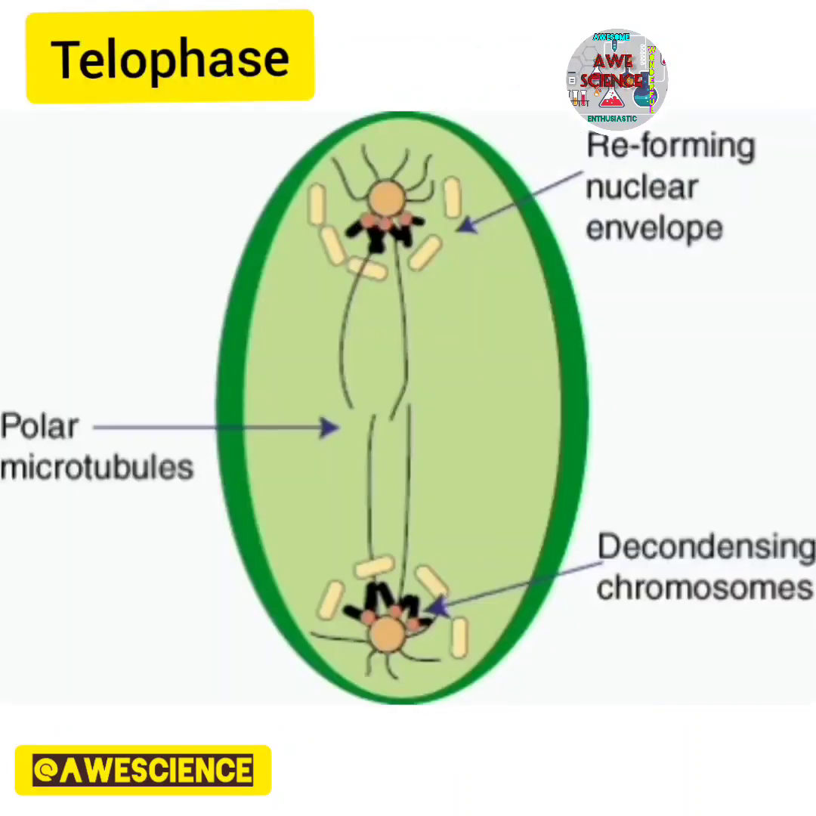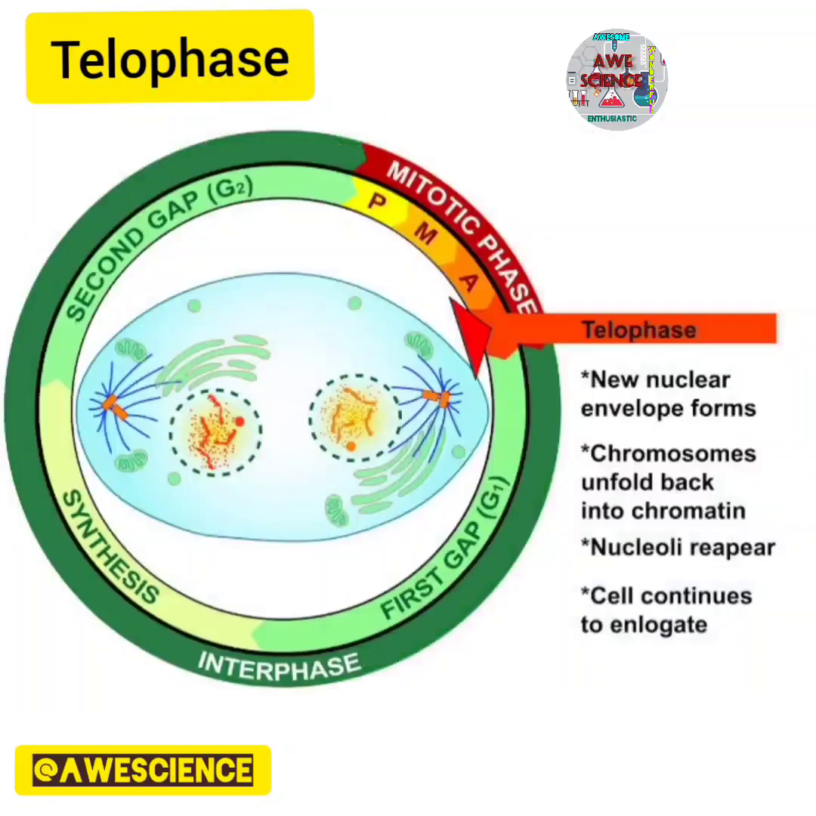The last stage is telophase. In the previous stage, that is anaphase, we had seen that the microtubules were pulling the chromosomes apart. Once the chromosomes have completely moved towards the poles, the reforming of the nuclear envelope takes place. The chromosomes start decondensing and the polar microtubules move apart. This image over here explains what happens during telophase.